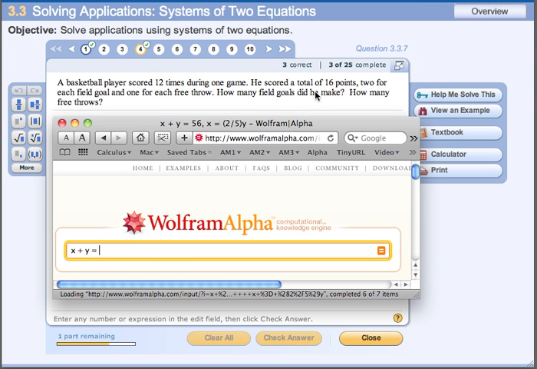How many free throws? Okay, my simple sum. Instead of using x and y, I'm going to get a little more descriptive here. Free throws I'll call F, and baskets, 2-point baskets, I'll call B.